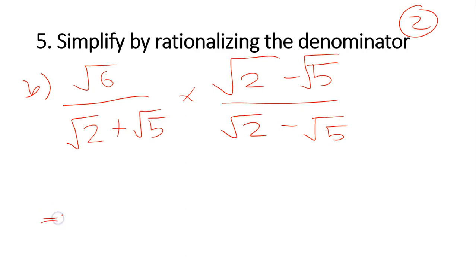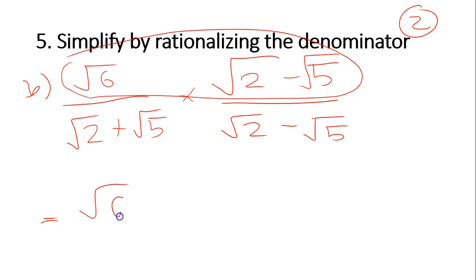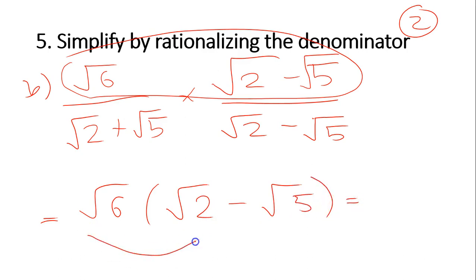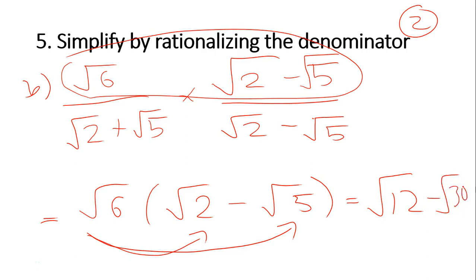Now let's just first do the numerator part, which is the top part. So we know root 6 into root 2 minus root 5, which is equal to, what's root 6 times root 2? Well, it's root 12. And what's root 6 into root 5? Well, that's also very simple. It's root 30. So this is the correct answer for now. So we've got the numerator.